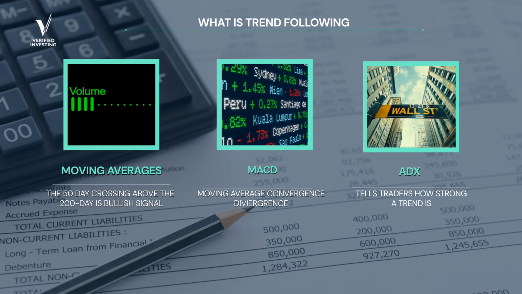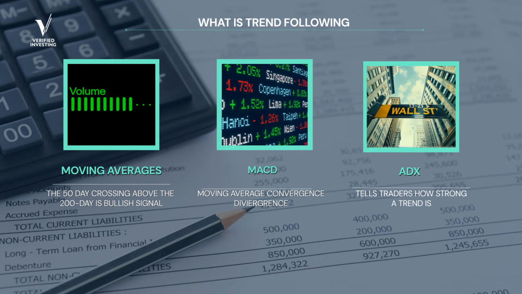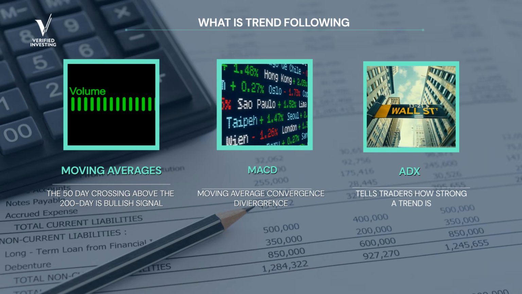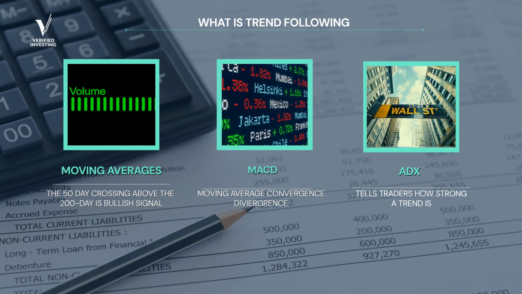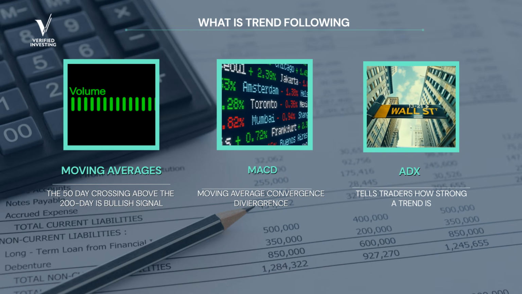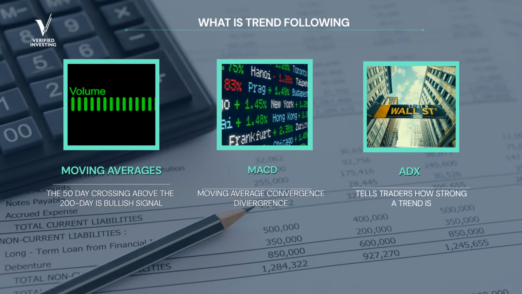Common indicators for trend following include moving averages, again. The 50-day crossing above the 200-day is a bullish signal. MACD, Moving Average Convergence Divergence, measures trend strength and direction. ADX, Average Directional Index, tells traders how strong a trend is.